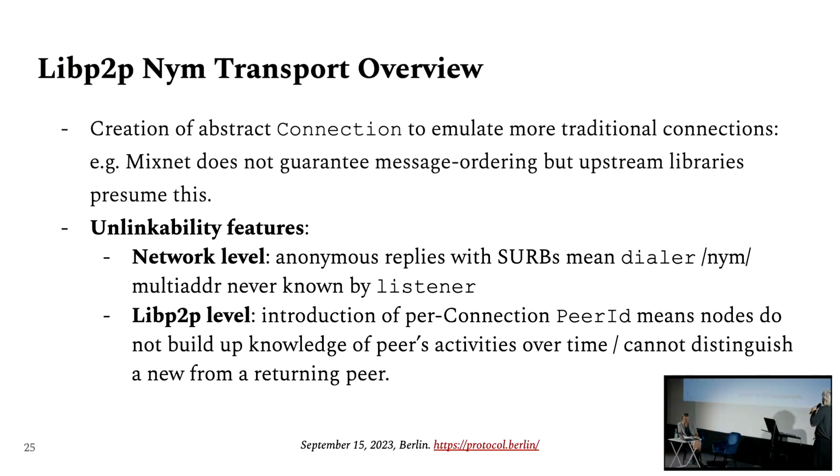And there are two key features with regards to anonymity and unlinkability that we've added, right? You can think of them, usually I talk about the network level and the app level, but the app level in this case is the behavior part of whatever libp2p stuff you're running, right?